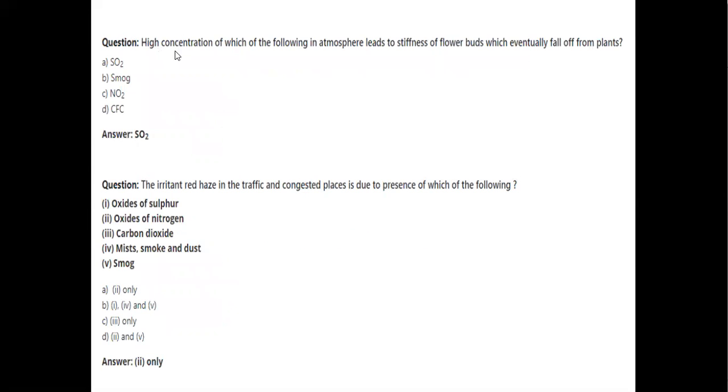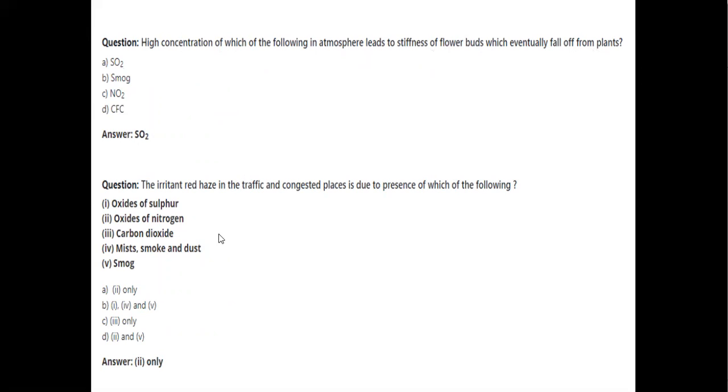Next question: high concentration of which of the following in the atmosphere leads to stiffness of flower buds which eventually fall off from plants? SO2, smog, NO2 and CFC. Your answer is SO2. A high concentration of SO2 in the atmosphere leads to stiffness of flower buds which eventually fall off from plants.